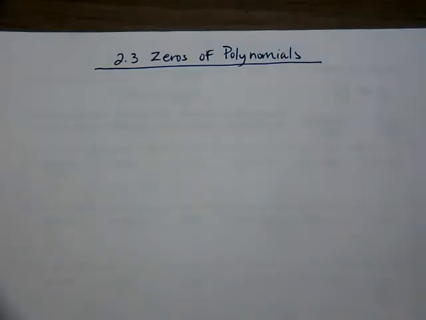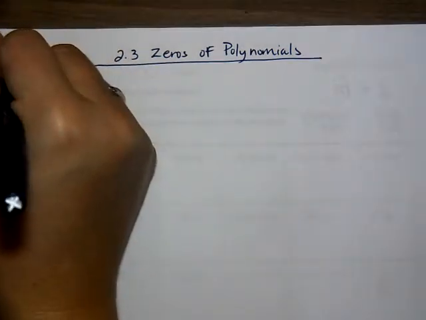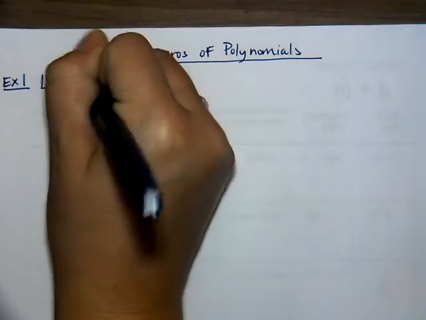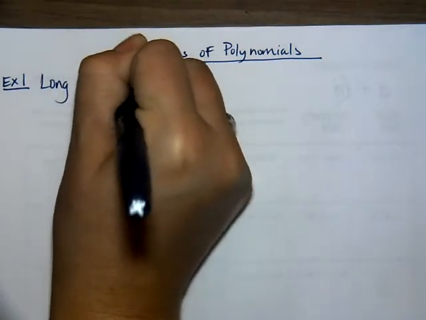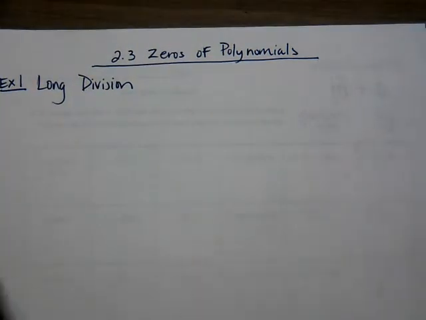Okay, so the first example, we're just going to go right into some examples. Everything that we do in 2.3 should feel like a review to you. You've seen all of this stuff before. So example 1, let's revisit long division. Yeah, the least favorite kind.